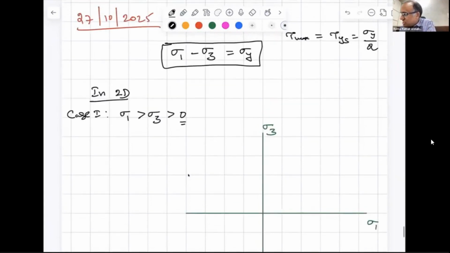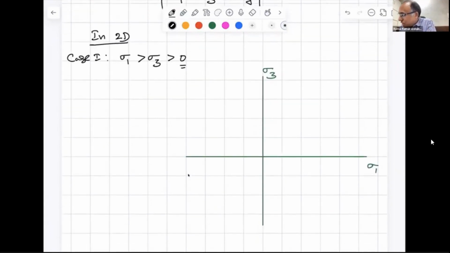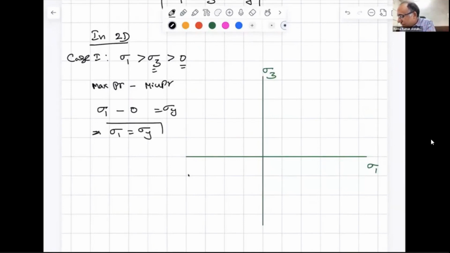Now, according to maximum shear stress theory, what we said is maximum principal stress minus minimum principal stress. So here in this case, because sigma 3 is greater than 0, the maximum will be sigma 1 and the minimum will be 0, that is equal to sigma y. That implies sigma 1 is equal to sigma y is your failure boundary.